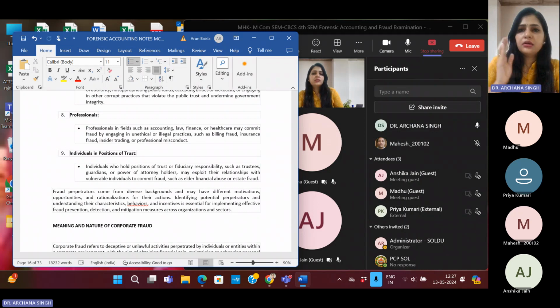So while doing the financial audit, the role of forensic audit and fraud examination is to identify these potential perpetrators and understand their features, their behaviors, their incentives, because this is essential for implementing effective fraud prevention, detection, mitigation measures across the organization and sectors.